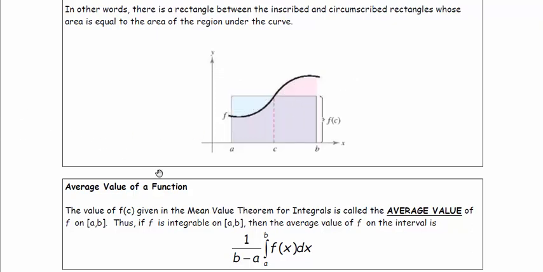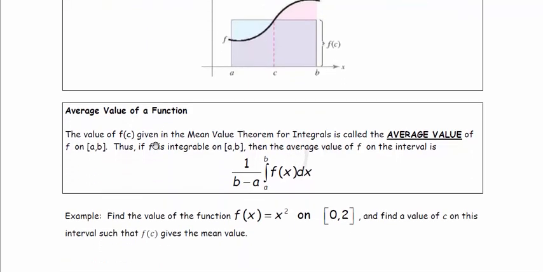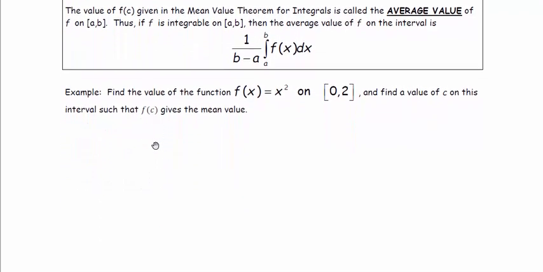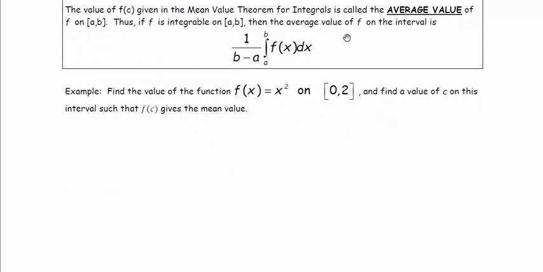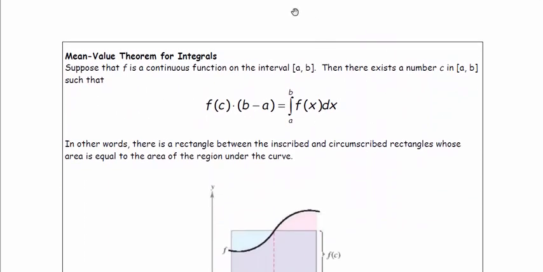So now for the average value of a function. The value of f of c given in the mean value theorem for integrals is called the average value of f on the closed interval a to b. Thus, if f is integrable on a to b, then the average value of f on the interval is 1 over b minus a times the integral from a to b of f of x dx. And that is exactly what I said earlier when I divided this b minus a on each side.